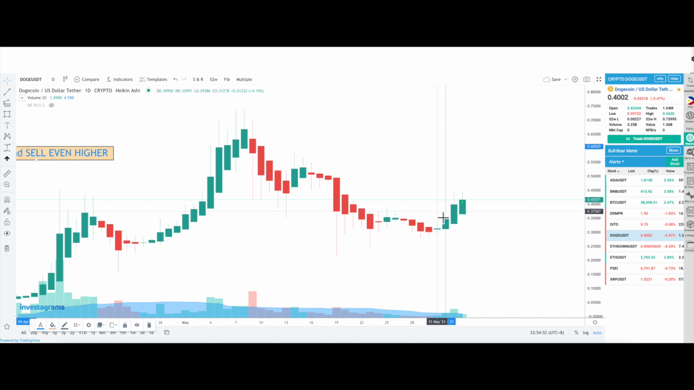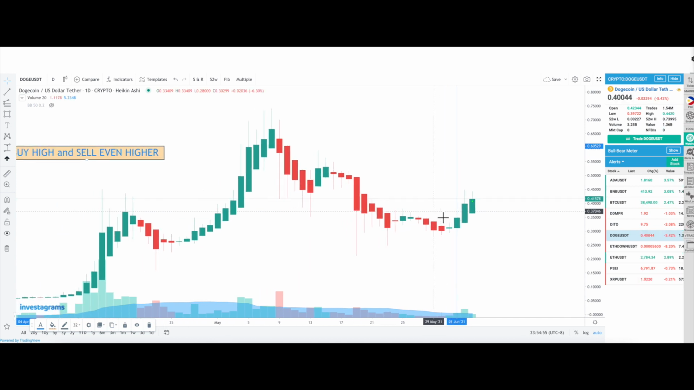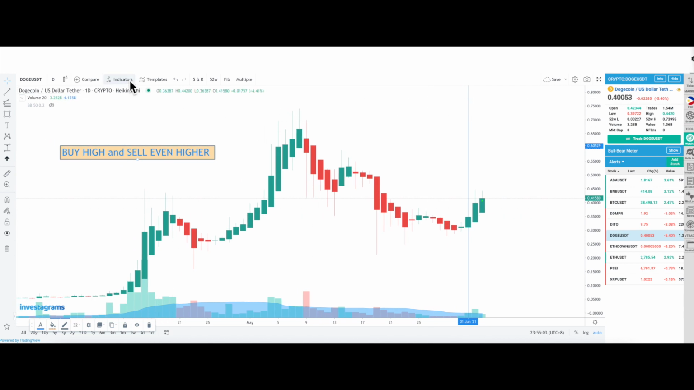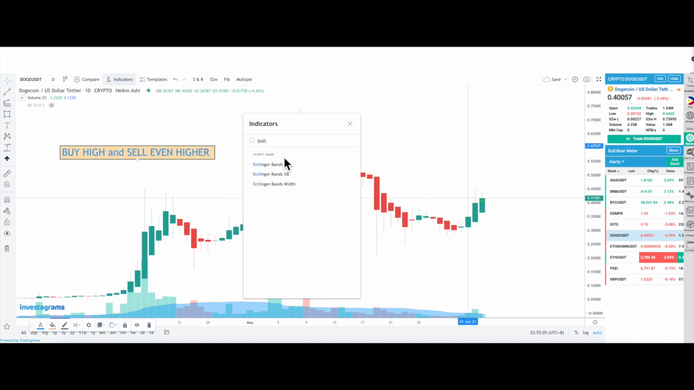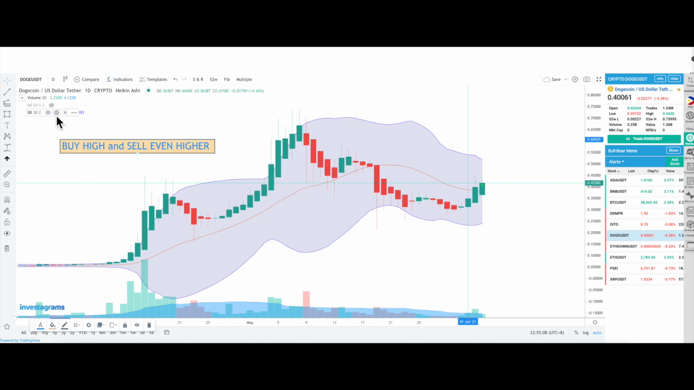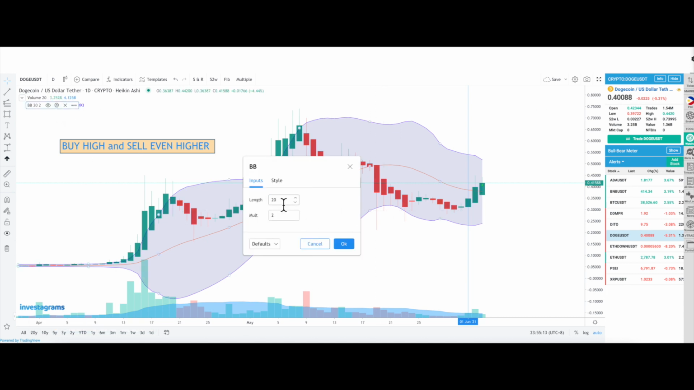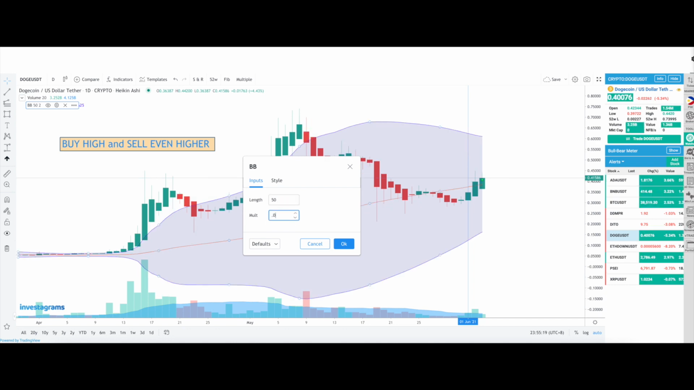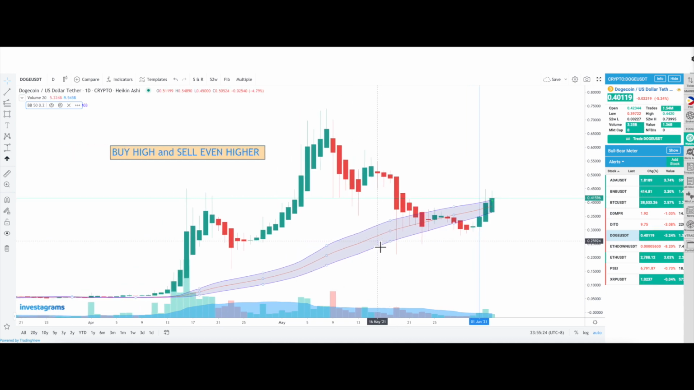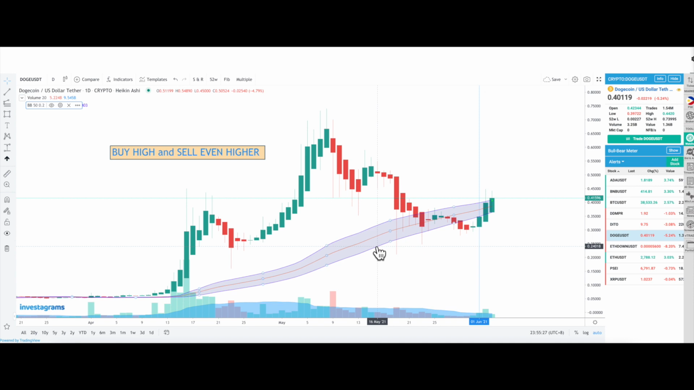So how do you make sure that you are able to enter on a high position and even sell higher? First and foremost, you'll need to put in an indicator called Bollinger Band. We will adjust the Bollinger Band indicator from the default of 20 and 2, and make it 50, with a multiple of 0.2. Basically, that gives you an idea of the BB50, which is a 50-day moving average.